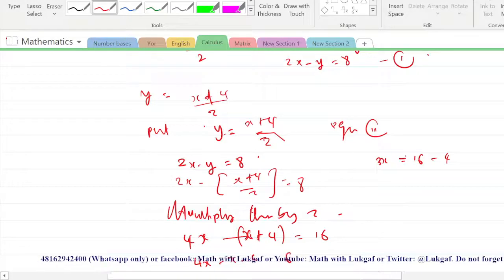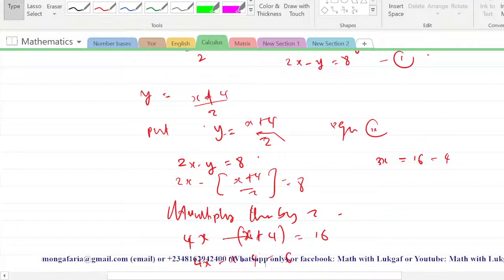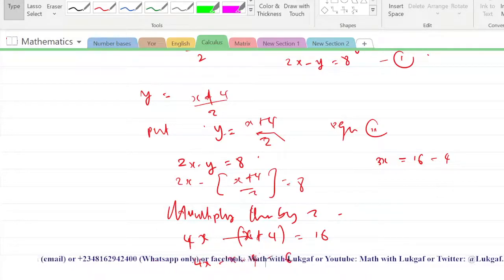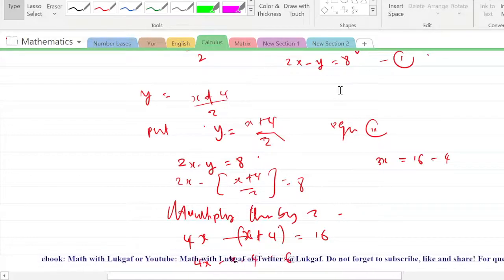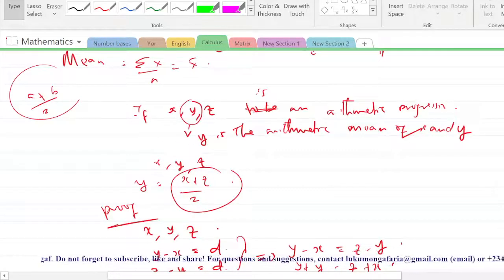I think I've actually made a mistake. So if you multiply through, this is 4x minus x minus 4 is equal to 16. Then this is 3x is equal to 16 plus 4. There is actually an error somewhere. Maybe from what I'm trying to substitute here. Let me check what I'm doing now. Perhaps I mistakenly copied something.